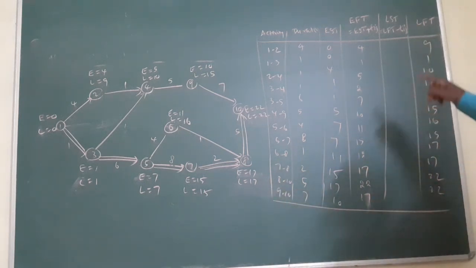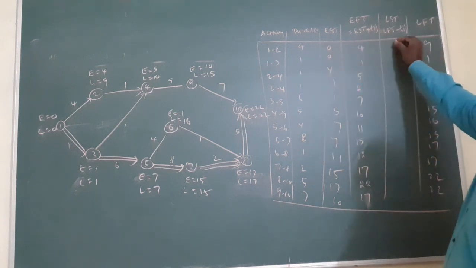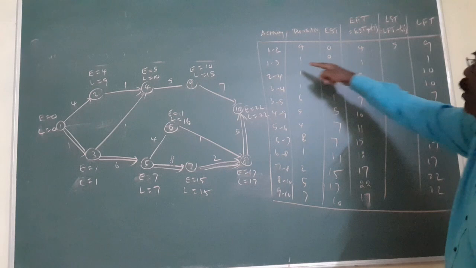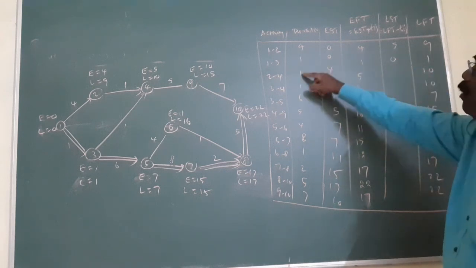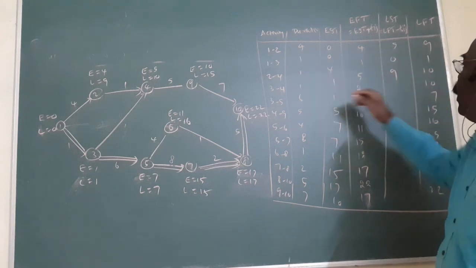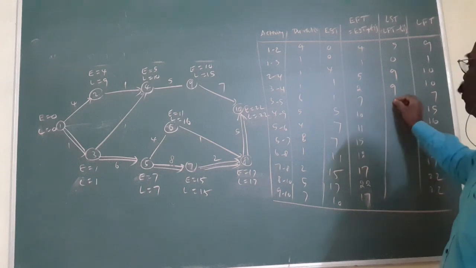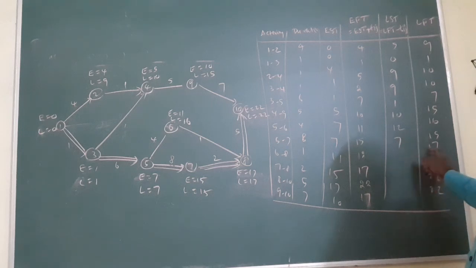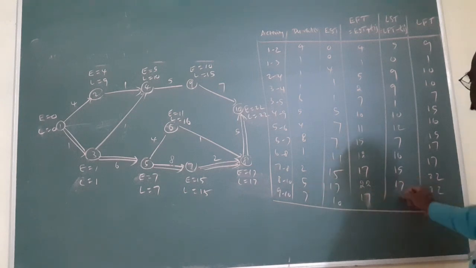Now you want to subtract. 9 minus 4, 5. Am I right? Next, 1 minus 1, 0. 10 minus 1, 9. 10 minus 1, 9. 7 minus 6, 1. 15 minus 5, 10. 16 minus 4, 12. 15 minus 8, 7. 17 minus 1, 16. 17 minus 2, 15. 22 minus 5, 17. 22 minus 7, 15. This is that. Am I right?